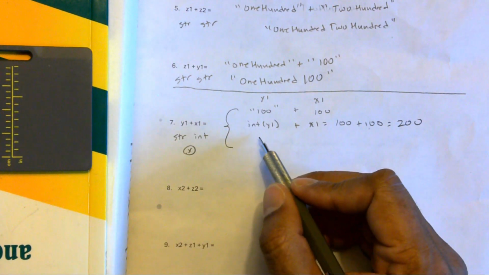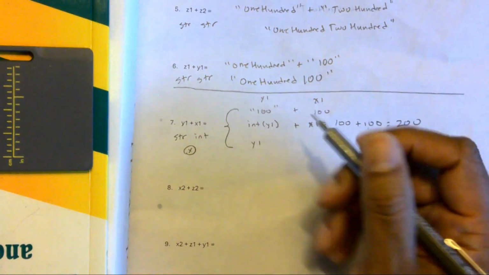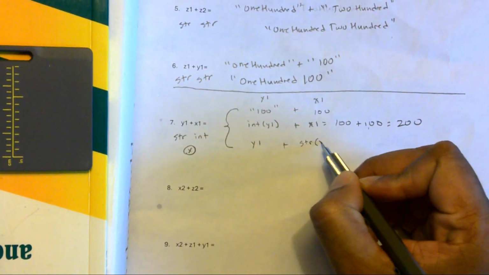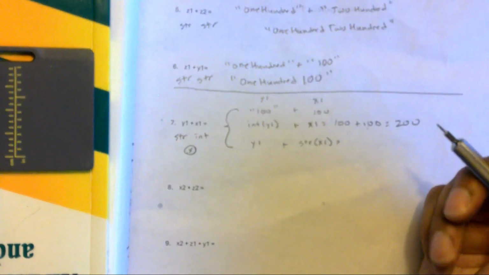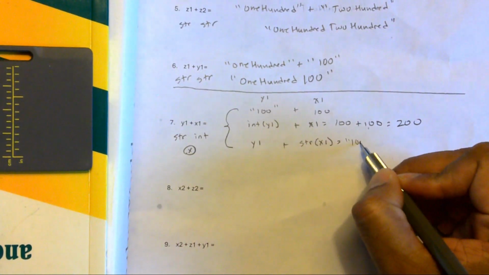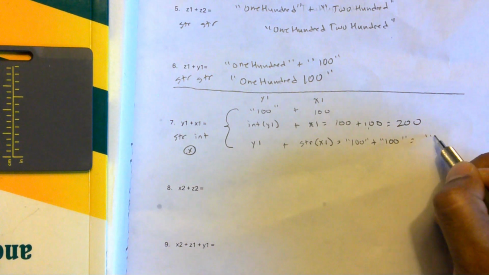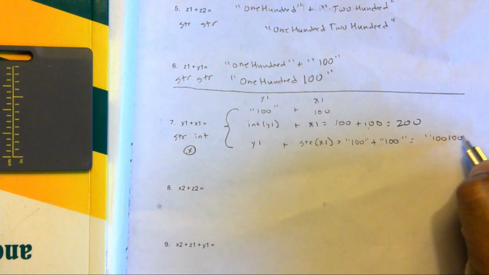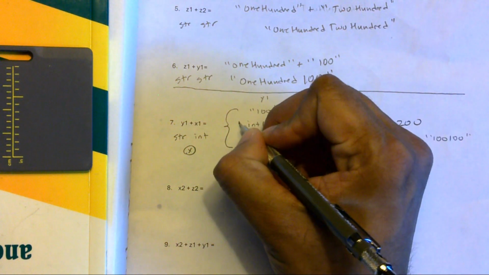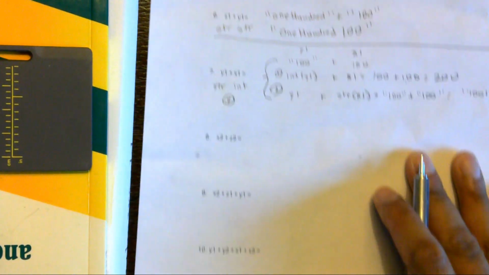Or what we can do is maintain the string here, y1, which is string, and then change this to a string. So we can change x1 to a string. What happens when you change x1? You're adding quotes to the 100. So now 100 plus 100 is 100100. Okay, so this is correction 1, and this is correction 2. So you do the rest of the problems the same way.